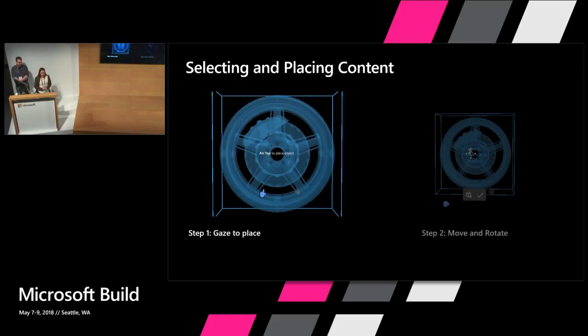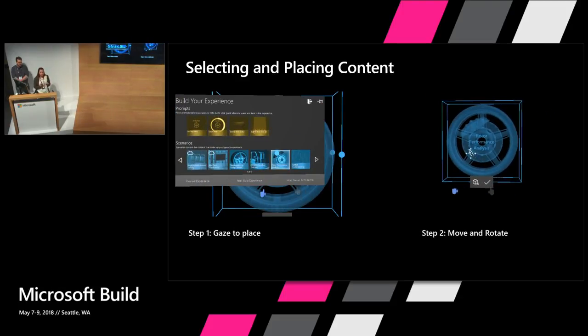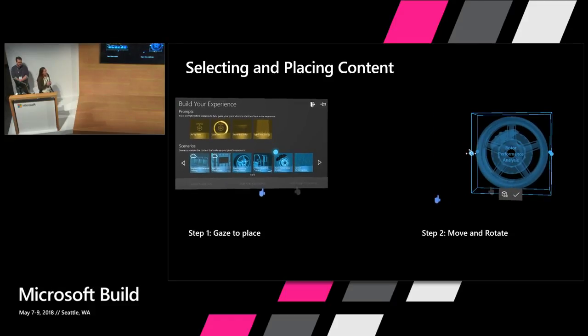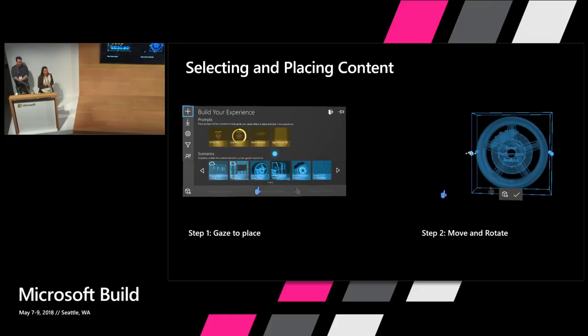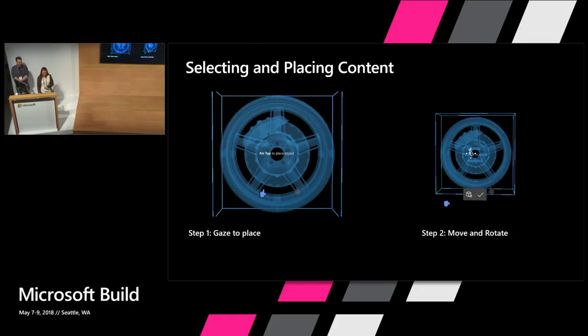And then the second piece allows you to make some of those micro adjustments where you're able to use the gesture interactions with 6 degrees of freedom to move and rotate your content into the exact place that you want.